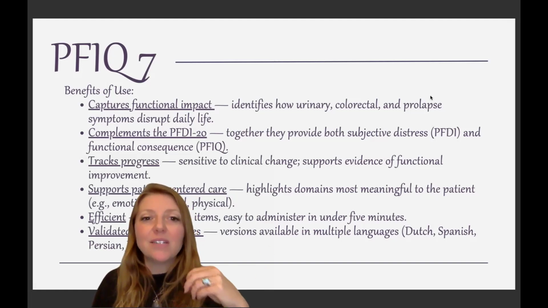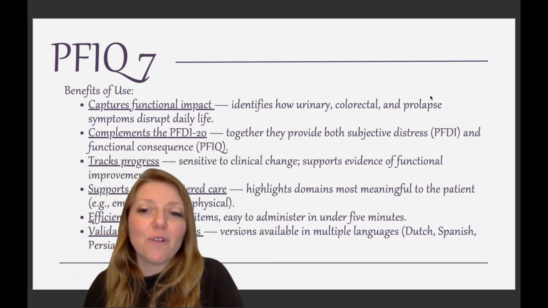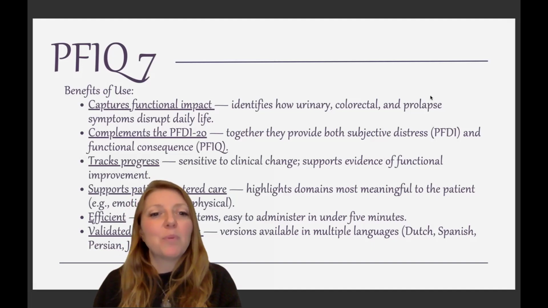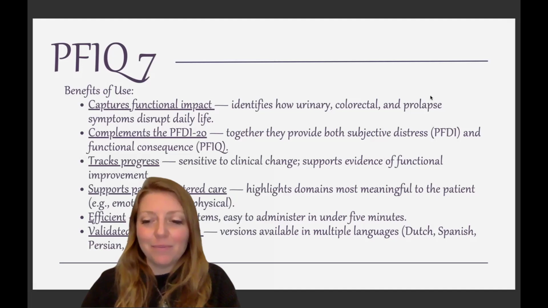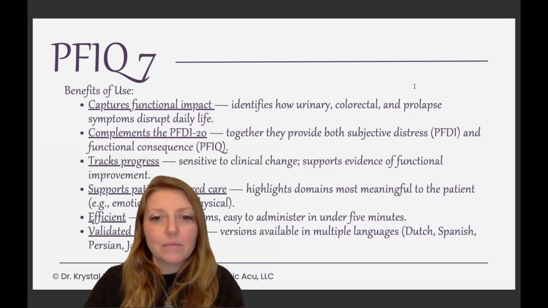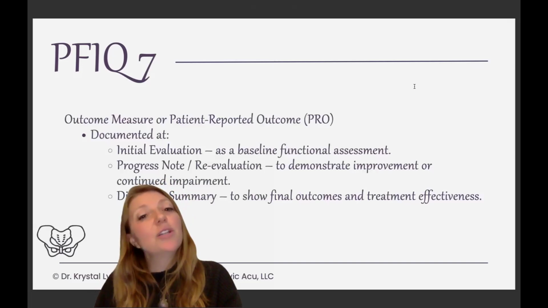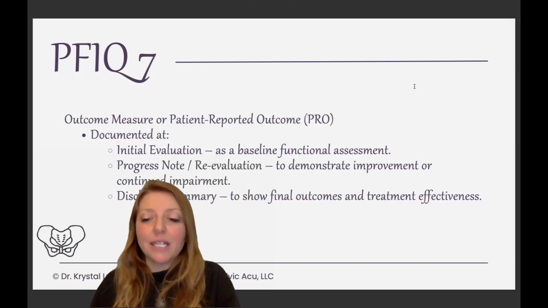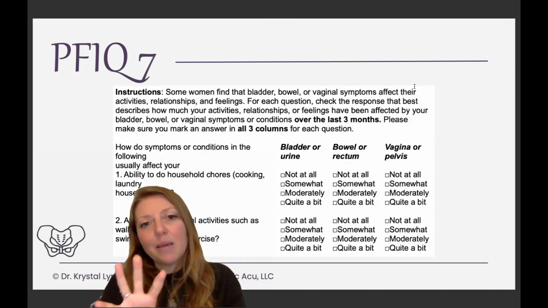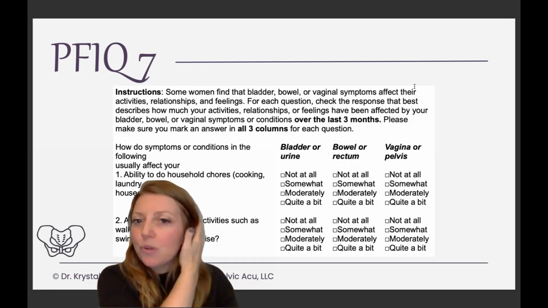Super efficient because it is only 7 items long, which I love. And this one is actually validated across a variety of cultures and has been translated into multiple languages: Dutch, Spanish, Persian, and Japanese, just to begin. So once again, we would use the PFIQ 7 at the initial eval, at progress notes, and in the discharge summary. So I've done the same thing for you guys here. I've brought it out, but you'll also have access to the PDF.